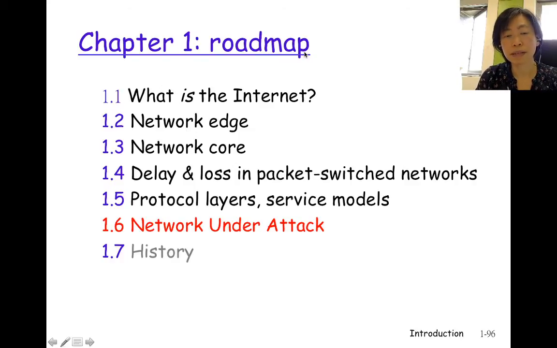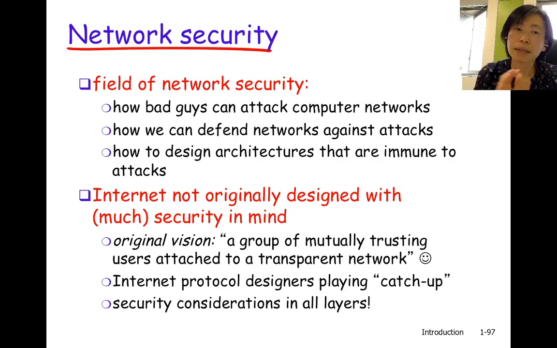Last, 1.6. This is an entirely different topic, but because it's very hot these days, let me go over especially this part of the hot topic: how the bad guys can attack a computer network. This field is really large, and we do have a chapter in the textbook, chapter 9, that talks extensively about these other things. How can we defend from being attacked? And how can we design the internet so that it's immune to some of the attacks?